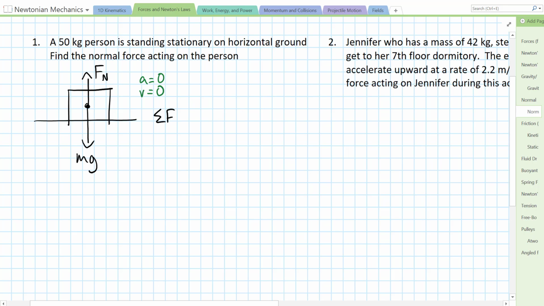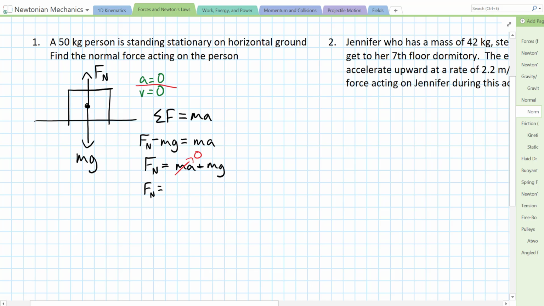Sum of the forces, in this case it's the y direction, equals mass times acceleration. Sum of our forces is going to be our normal force in the positive direction minus mg. Mg is in the negative direction, equals mass times acceleration, which means our normal force is equal to ma plus mg. When we plug in our numbers, since our acceleration is equal to 0, ma goes to 0, which means our normal force is just mg.